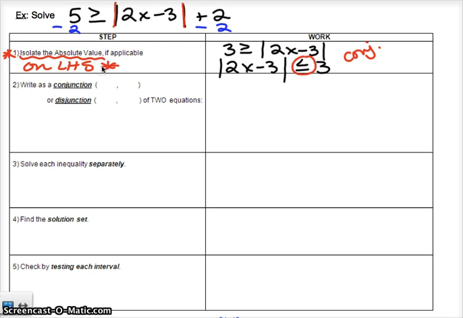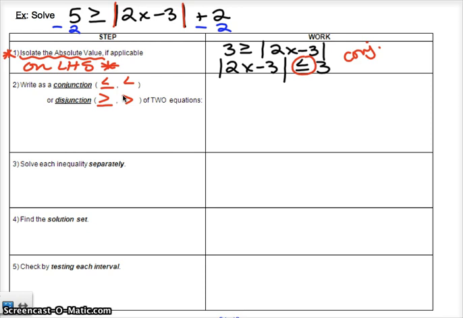So as a first step, isolate the absolute value on the left-hand side. Do not forget this. It's easy to forget. Bring the absolute value to the left-hand side first, then decide if you have a conjunction or disjunction. In this case, we have a conjunction because we've got a less than or equal to symbol. You could also have a conjunction if you have a less than symbol. On the other hand, a disjunction is greater than or equal to, or a greater than sign.